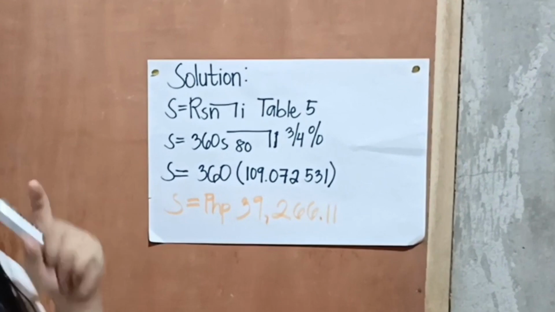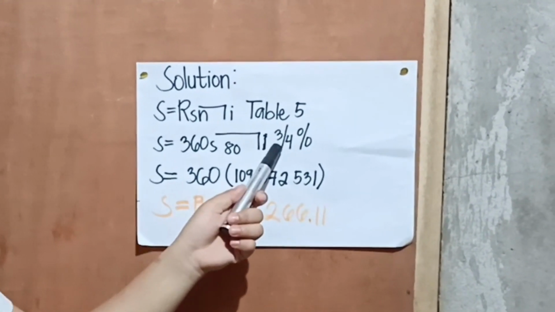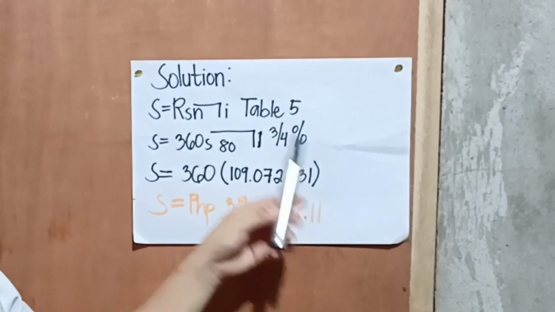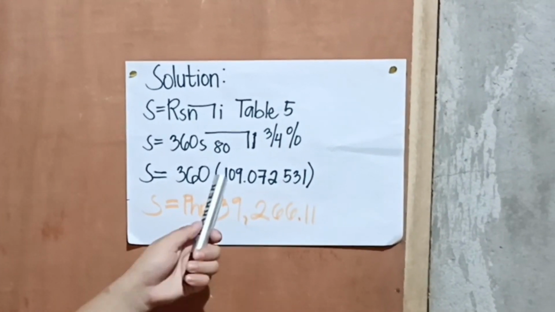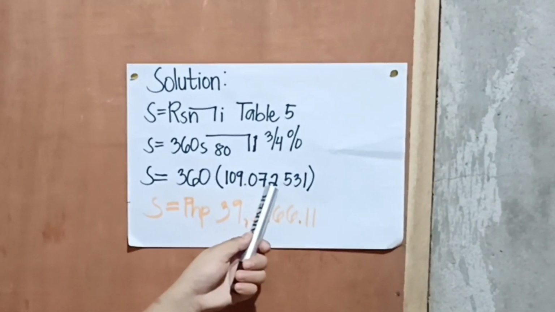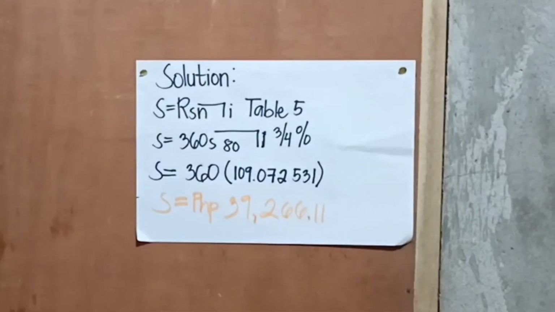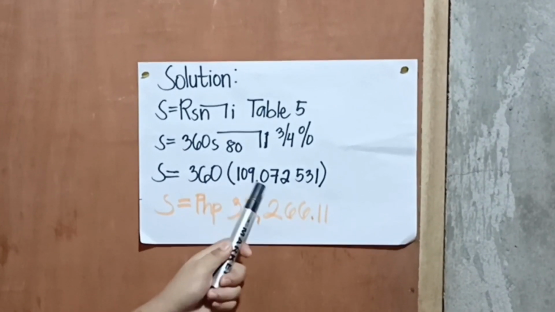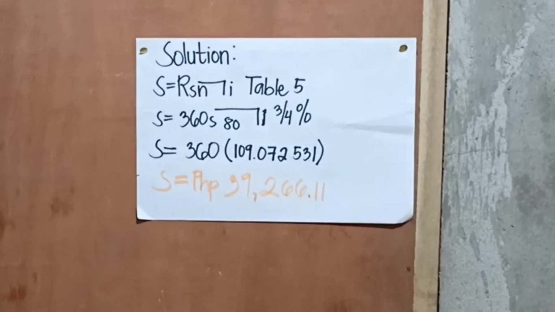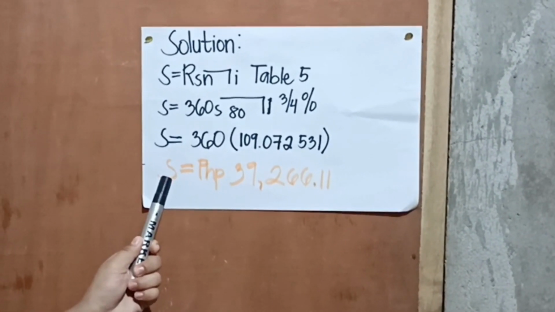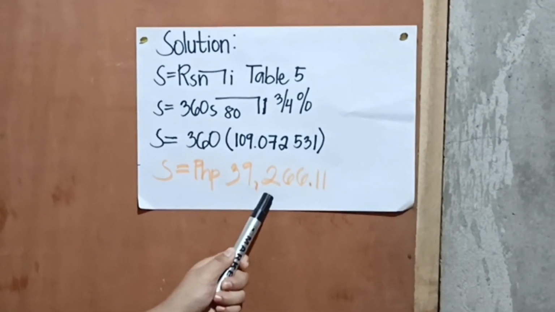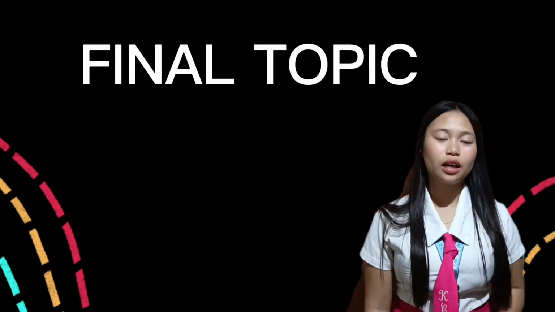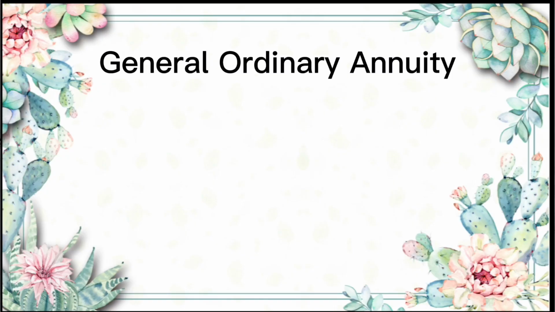So now, first, let us find the value of s angle 80 at 3/4% in table 5. And this is 109.072531. And let us multiply the 360 and 109.072531. And now S is equal to 39,266.11 pesos.